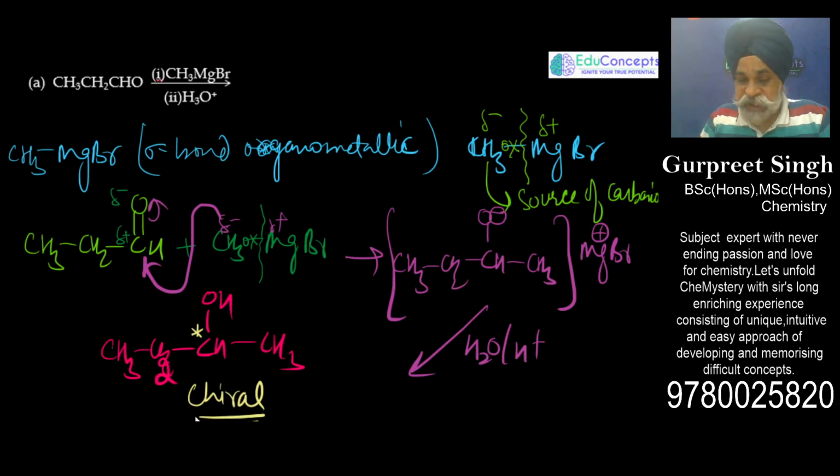It is not achiral. Achiral is the one where you miss the chirality, that there is no symmetry element available. There is some symmetry element available in an achiral compound. In a chiral compound, there is no symmetry element available because all the four groups attached to the carbon are different.